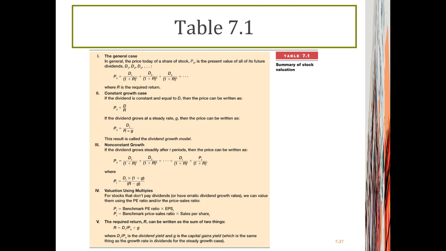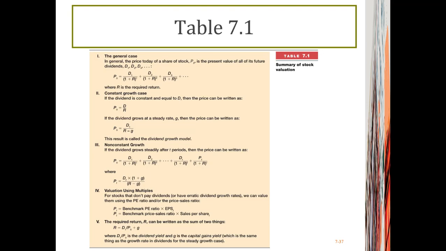If the dividend growth rate is a constant number, or g, then stock price can be estimated based on the Gordon growth model, and stock price equals D1 divided by the difference between the required rate of return and the growth rate. And this is the so-called Gordon growth model or dividend growth model.